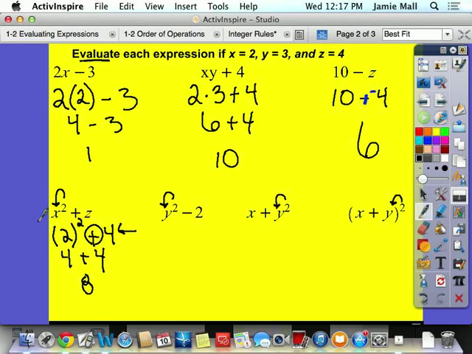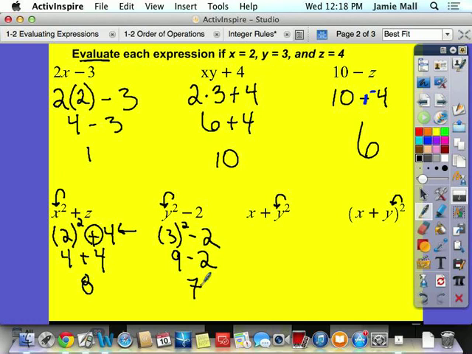Right, the second example is going to be pretty similar. We've got y squared minus 2. So that means that we're doing 3 squared, or 3 to the second power, minus 2. 3 to the second power, remember, isn't 6, because we're not saying 3 times 2. We're saying 3 times 3 to get 9 minus 2. And 9 minus 2 is 7.